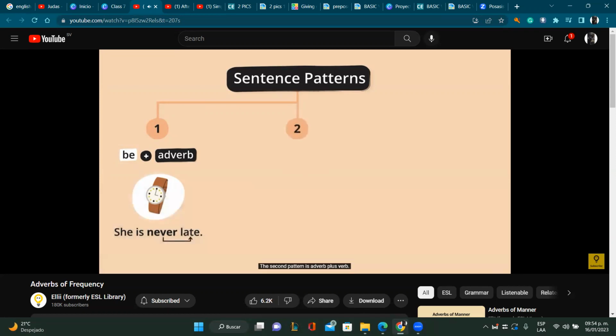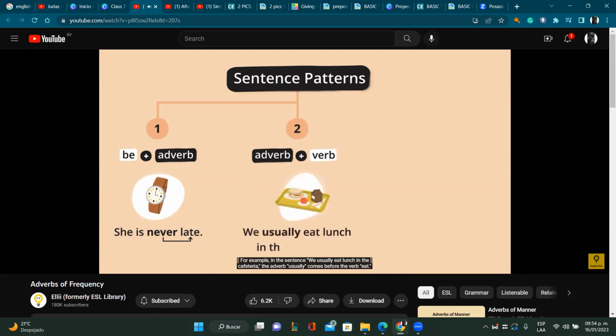The second pattern is adverb plus verb. For example, in the sentence, we usually eat lunch in the cafeteria. The adverb usually comes before the verb eat.